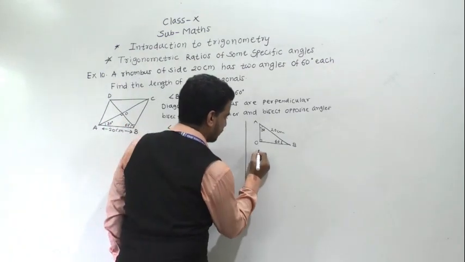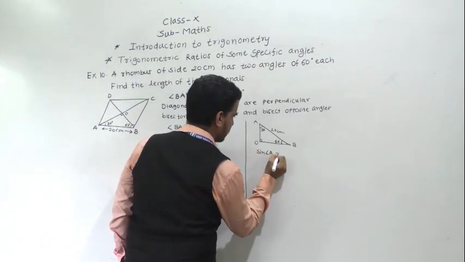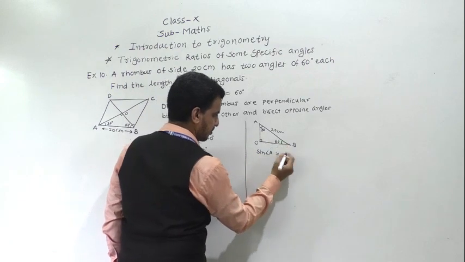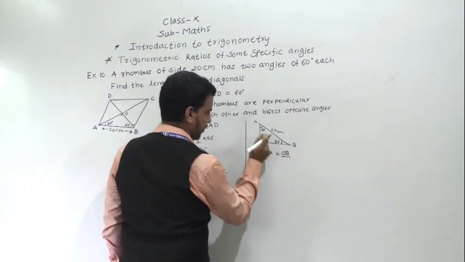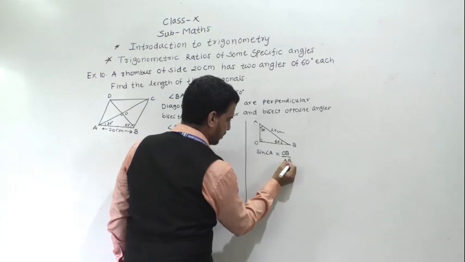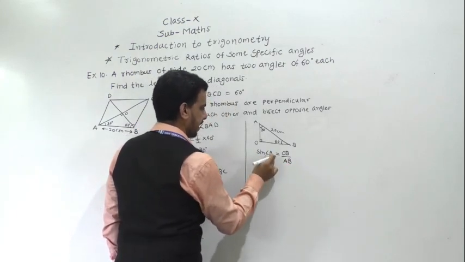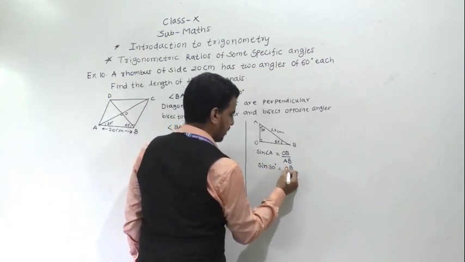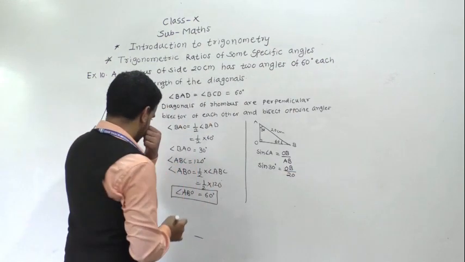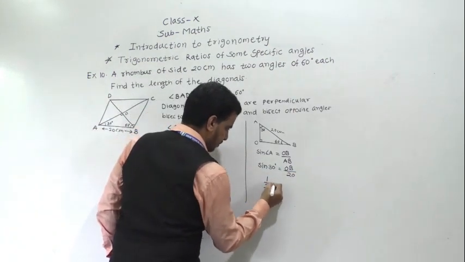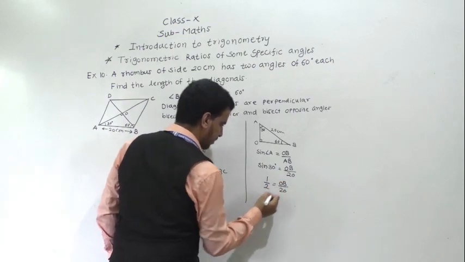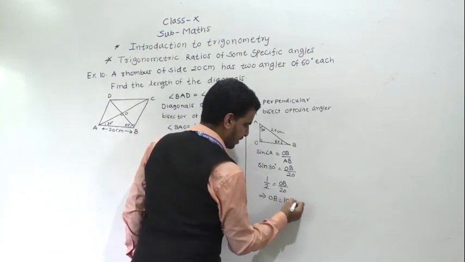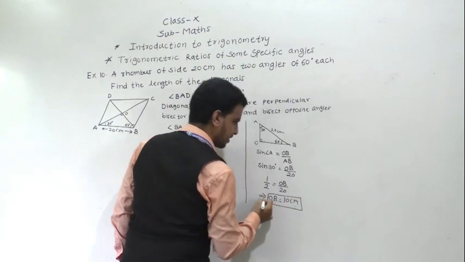So if we use sine of angle A, angle A is here, so the opposite side of this angle is OB, divided by the hypotenuse AB, so OB divided by AB. Sine 30 degrees is equal to OB divided by AB, which is 20. Sine 30 we know is 1/2, so OB is equal to 20 divided by 2, that is 10 centimeters. So OB is 10 centimeters.